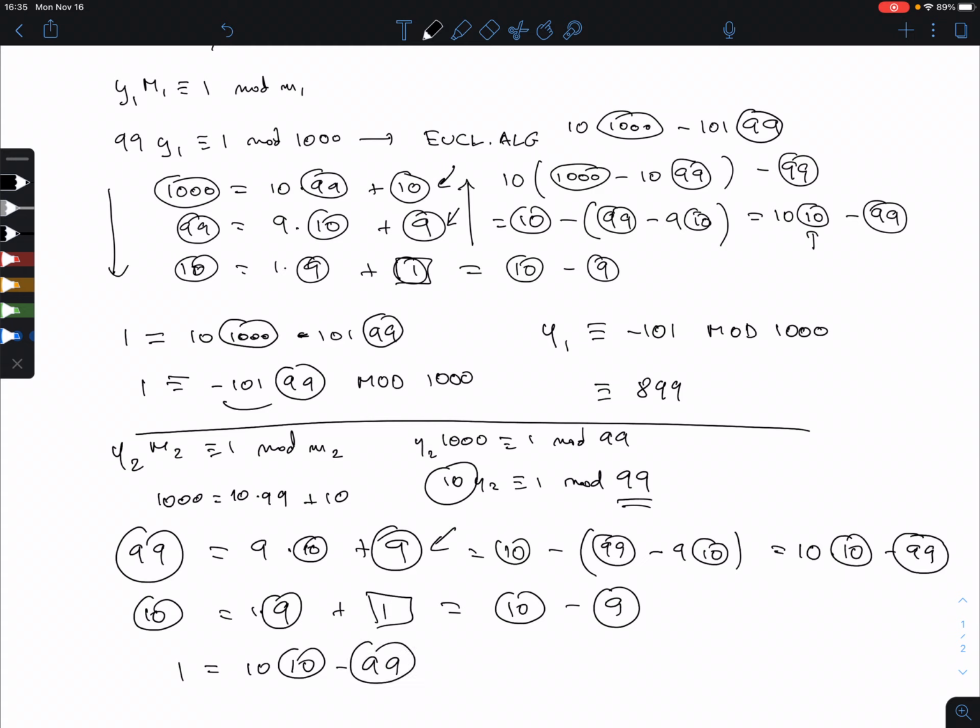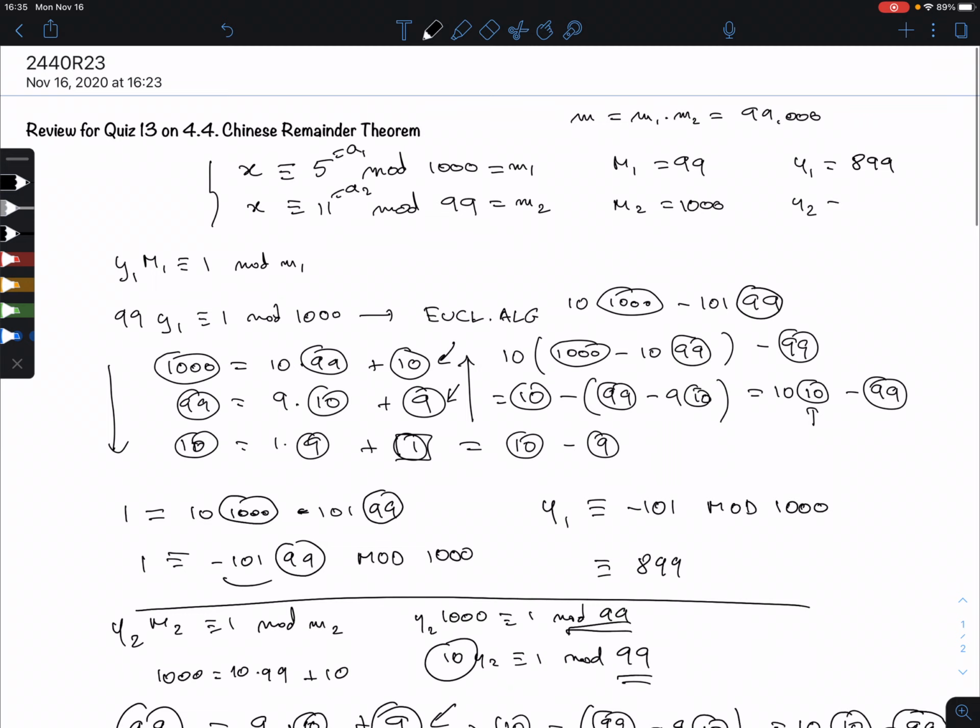What can we do with this? Well, we need to work mod 99. Okay, so mod 99, this part disappears, and we see that 10 times 10 is 100, which is equivalent to 1 mod 99. So the inverse of 10 mod 99 is 10. Okay, so we have that this is 10. All right, that is very good.